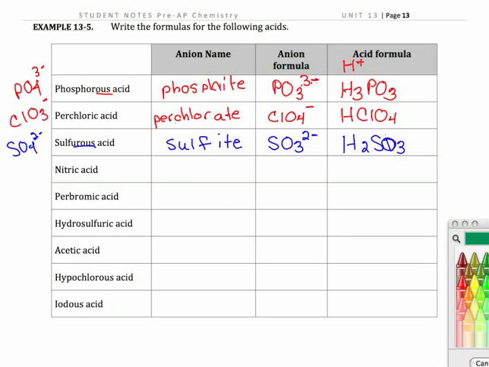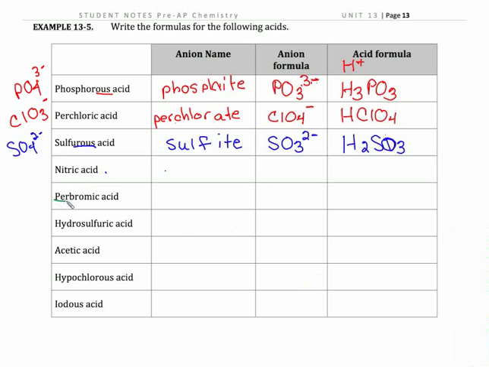Okay, so now we've got nitric acid. Let's do perbromic acid. We leave that ic. That's the same as perchloric. Let's go down one more. Hydro-ic. Remember, hydro's the one time we've added a prefix, and we do that for ide. So I'd went to hydrosulfuric, sulfide.